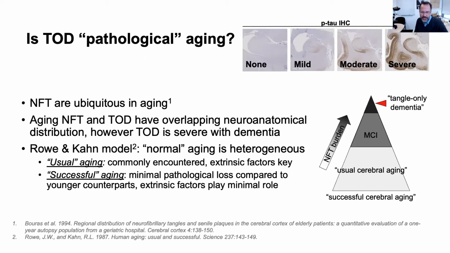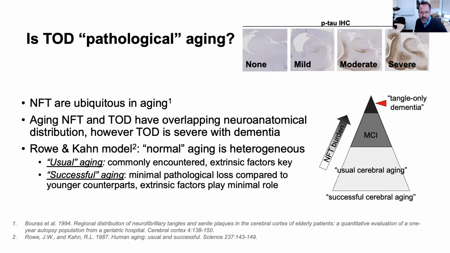So for some reason, it attracts a certain type of person with certain ideas, but there are some really, really good scientists out there who are working on aging. And one of the groups, this Rowe and Kahn study that was done in 1987, set up this model that I think is really attractive. What they said was, the way that we define normal is kind of wrong.